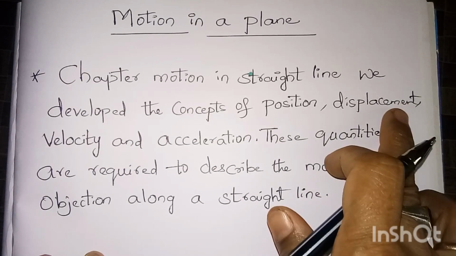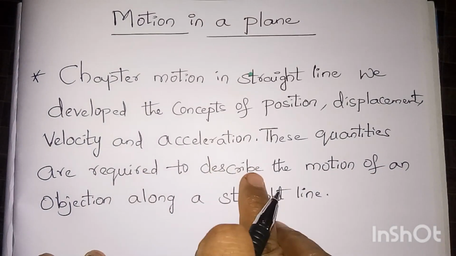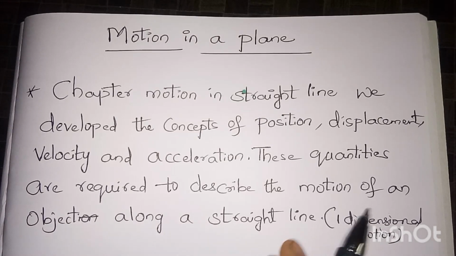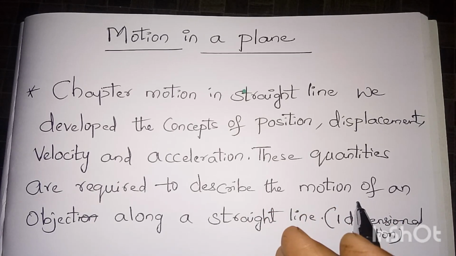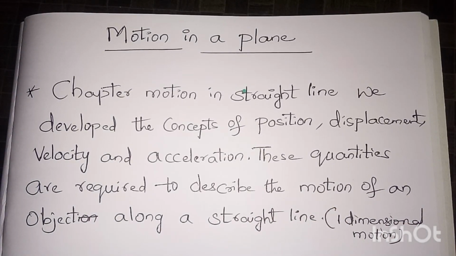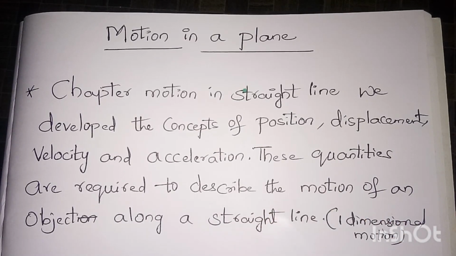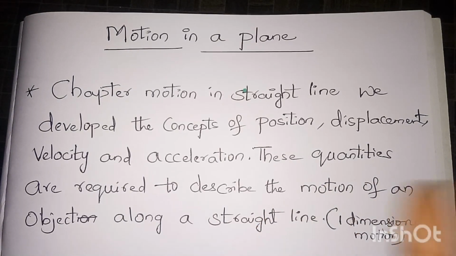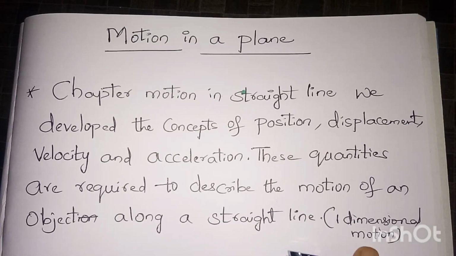These quantities, that is displacement, velocity, acceleration, distance, speed, are required to describe the motion of an object along a straight line. By using these quantities, we discussed that an object moves in one direction, that is in a straight line, that is in east or west or north or south directions, or left or right or up and down directions. Only one direction represents that the object moves in a straight line, that is one dimensional motion.